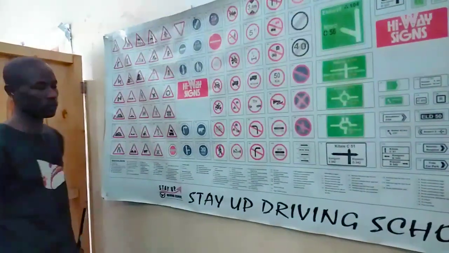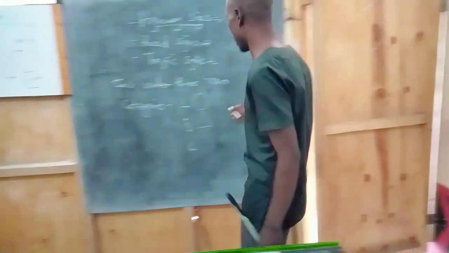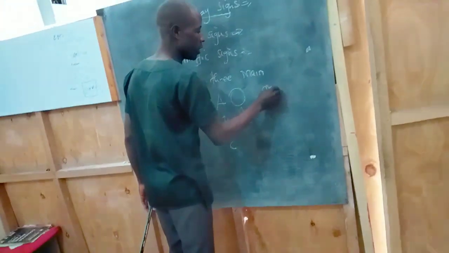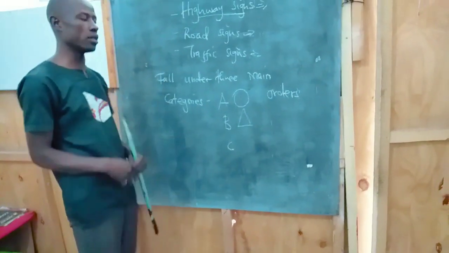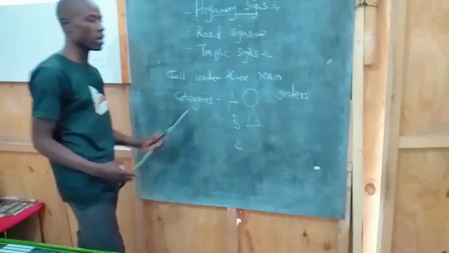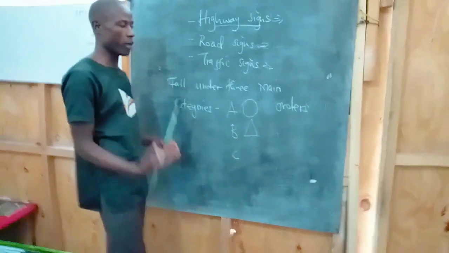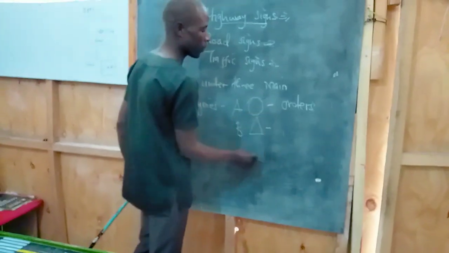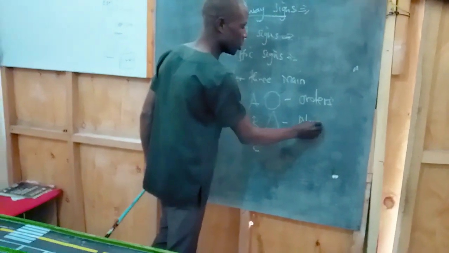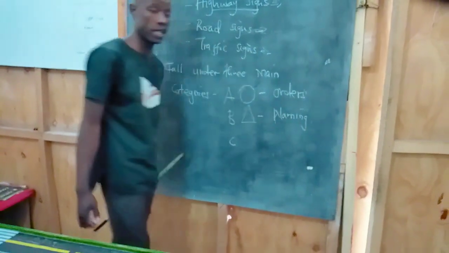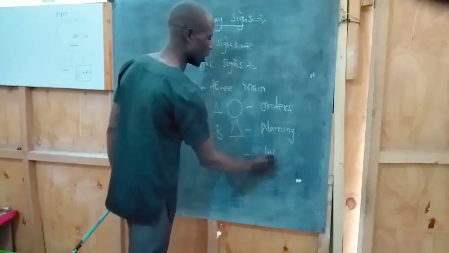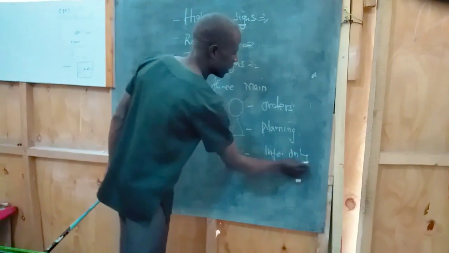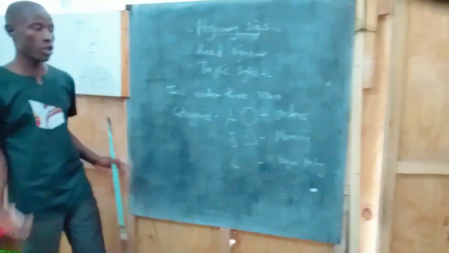Now, class A signs give information and orders. They order you, they instruct, they command. Those are class A signs. Then class B, they warn. They give information and warning. Then class C signs give information only.